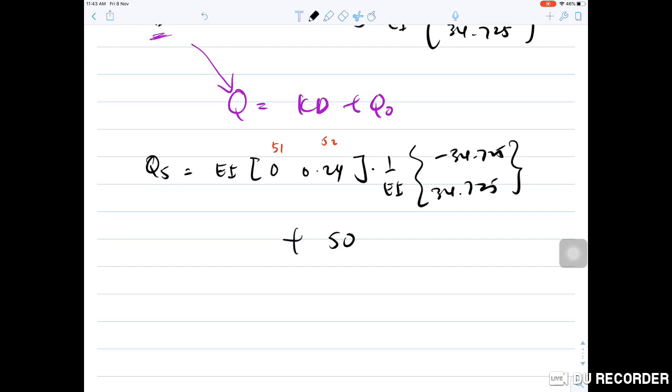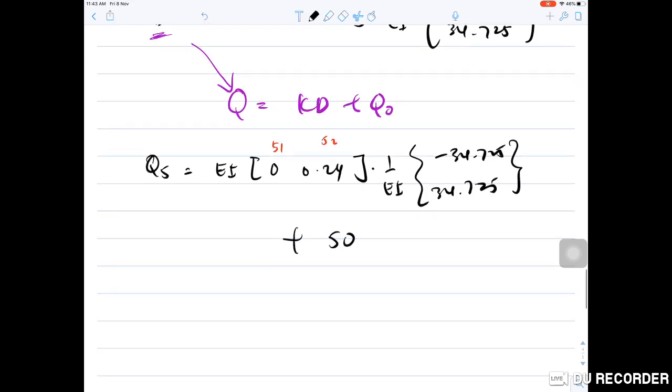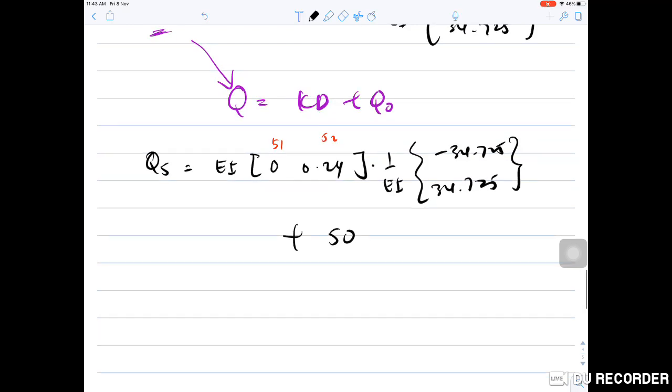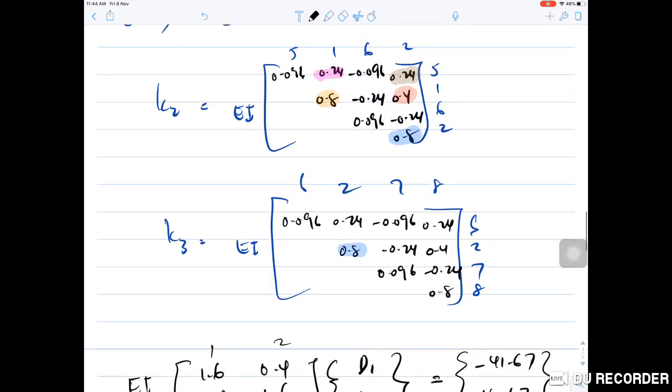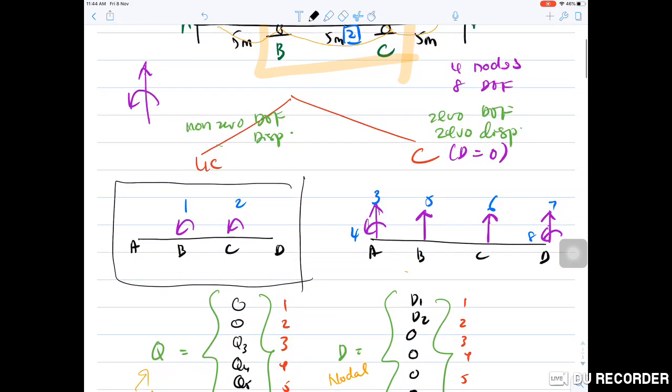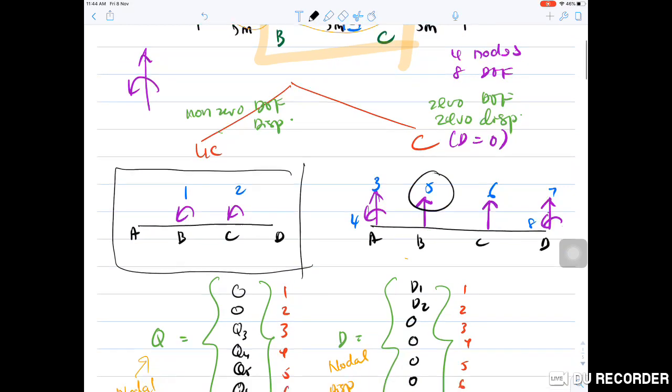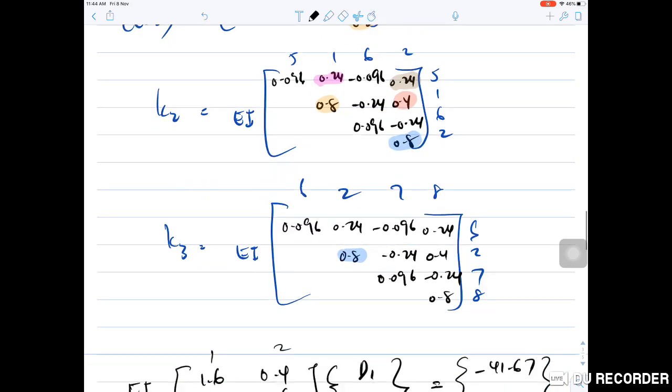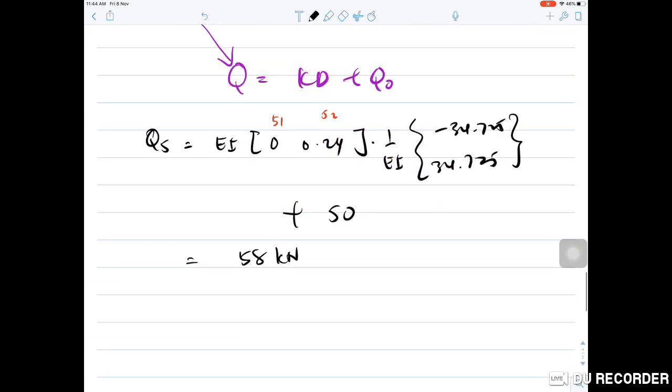Okay, so let's please check the value. 0.24 times 34.725 plus 50. So what's the answer? 58. So it is 58 kilonewton or kilonewton meter? Check. Position 5 represents what? Position 5, this is position 5. So kilonewton. As simple as this.